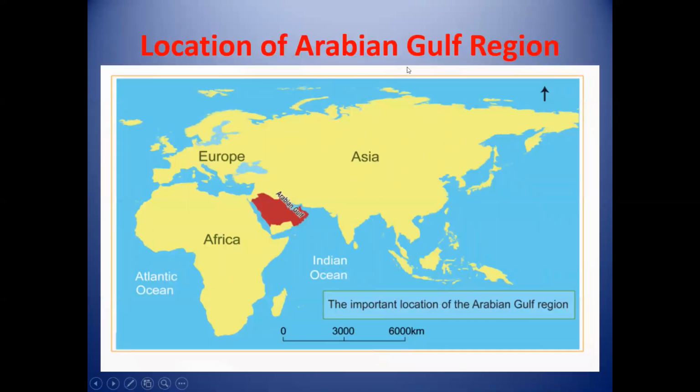So let's study the location of the Arabian Gulf region. Why did we say that it had strategic, economic, and civilizational importance? It's because it's located at the center of the Old World. It's surrounded by civilizations from Europe, Asia, and Africa. And also it's surrounded by bodies of water, with the Indian Ocean just at the south of it. So it had become an important trade route for these civilizations.